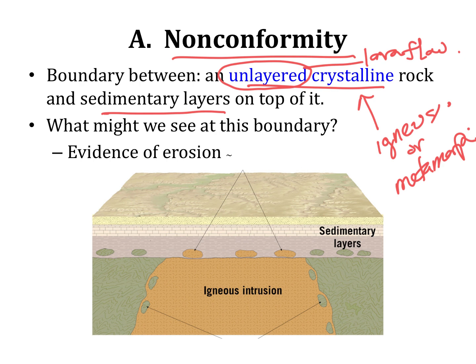So what do we see at this boundary? We might see evidence of erosion, and that could be sort of an uneven surface at the unconformity boundary, but it can also include inclusions. So we've got some inclusions here in this particular gray sedimentary rock layer. And remember that the principle of inclusions tells us that the rock that's included must be older than the host rock. So that means that this rock, this green rock, must be the old one compared to this gray rock, which is younger.